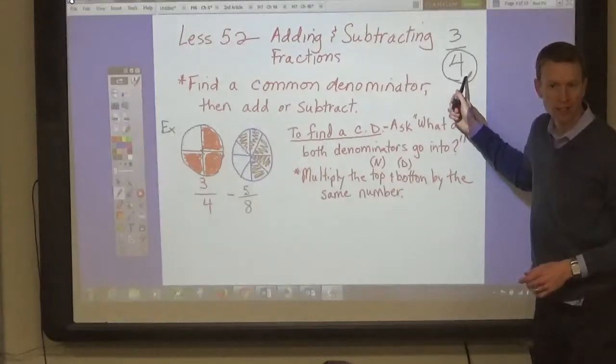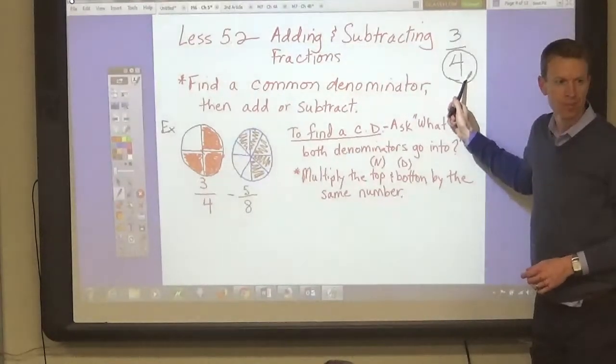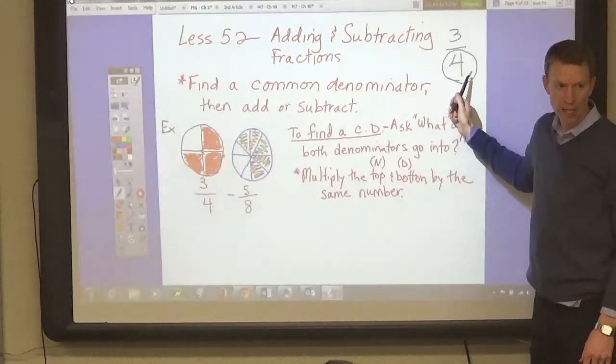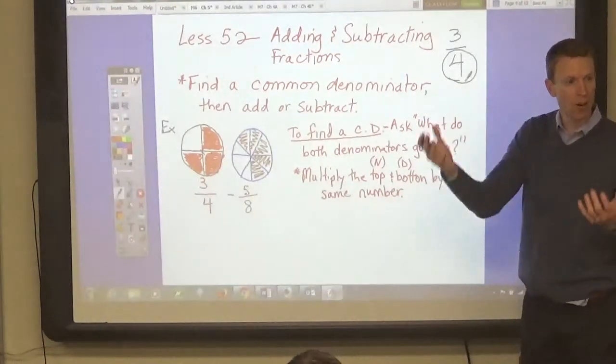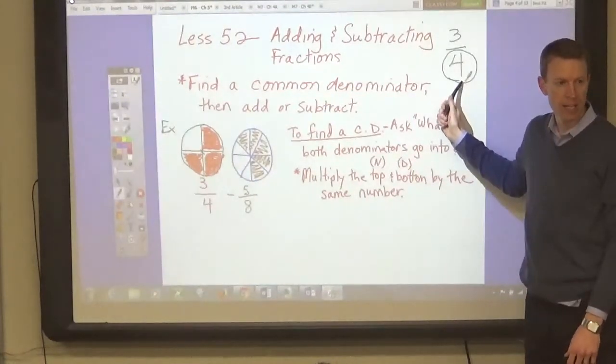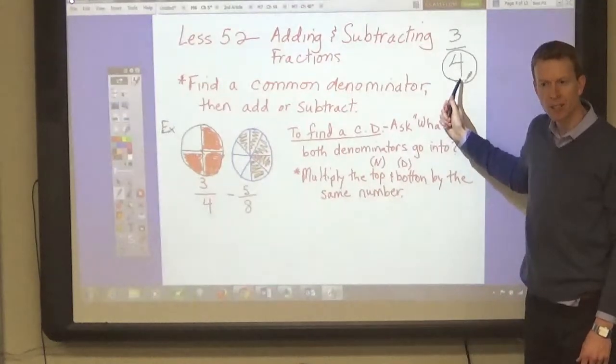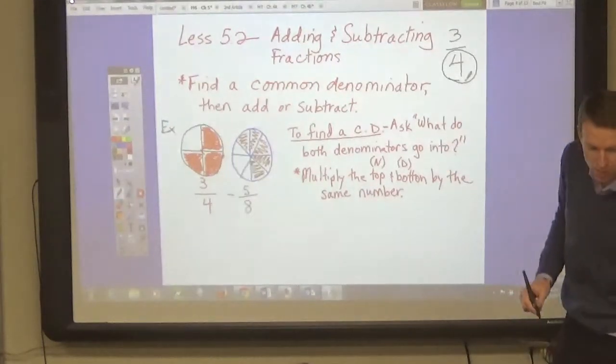The 4 tells us the what? The whole amount. Okay, the whole amount that you can make out of the total, or it tells us the size of the pieces. Okay? It tells us the size of the pieces we're working with, and that's really important.